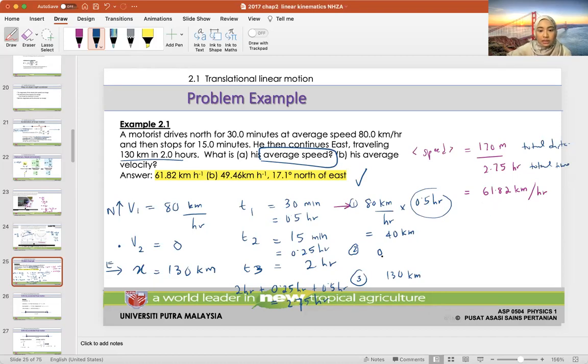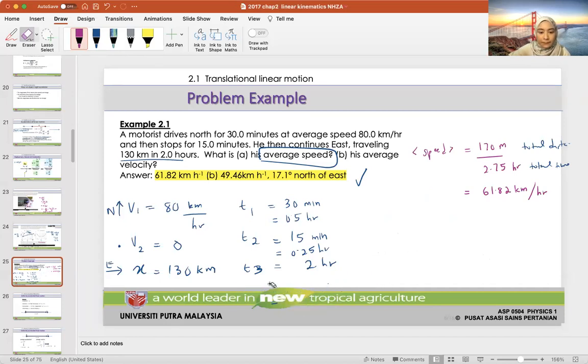Okay, Molly, can you tell us how to find average velocity? What I got is different, doctor. Okay, so how did you do it? How did Molly calculate? The way I calculated is easy. 80 plus 0 plus 65 over 3 equals 48.3. 65 because I divided by 2 hours.